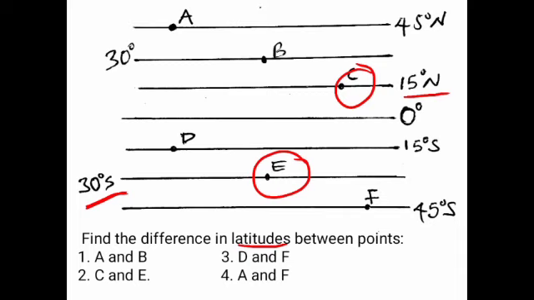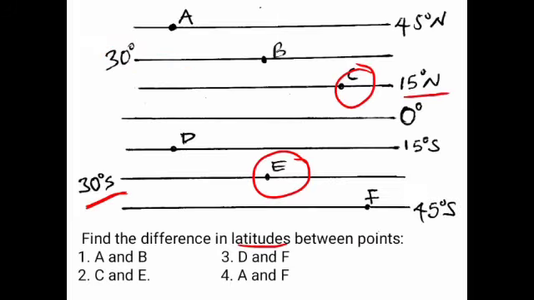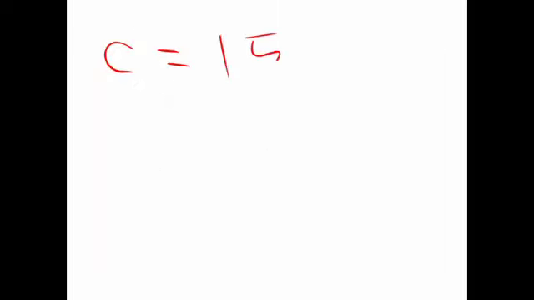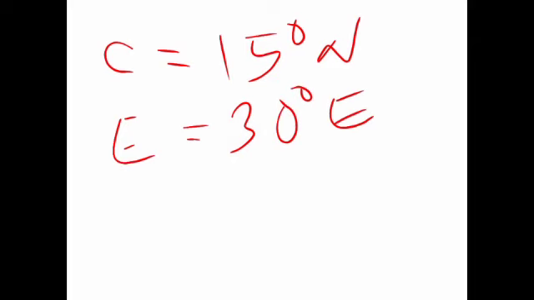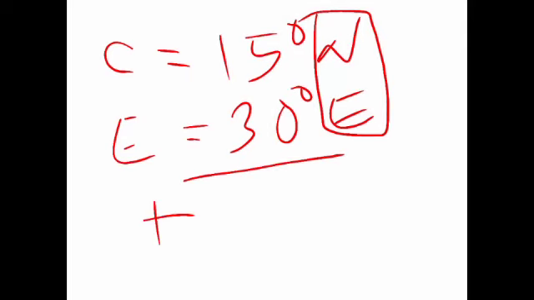So we can take note to say C is lying on 15 degrees north, and E is lying on 30 degrees east. So when you have two latitudes heading in opposite directions, we simply ignore the directions that we have described, and then we basically just have to add the degrees. So that is going to give us 45 degrees.